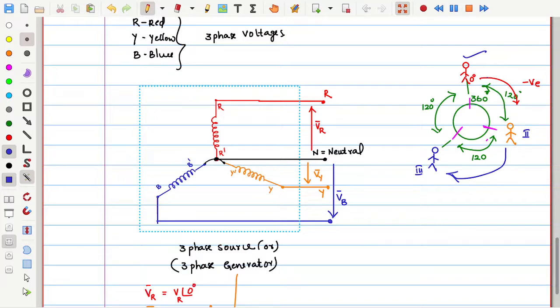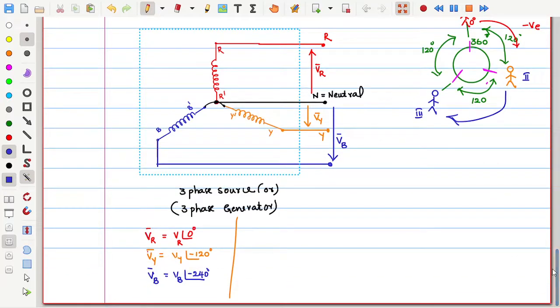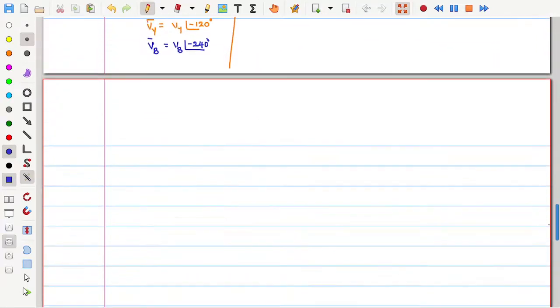Clear? Right. Now, here let me introduce one more interesting thing, which is very important: balanced system and unbalanced system. Because we have three voltages, let me write balanced and unbalanced.